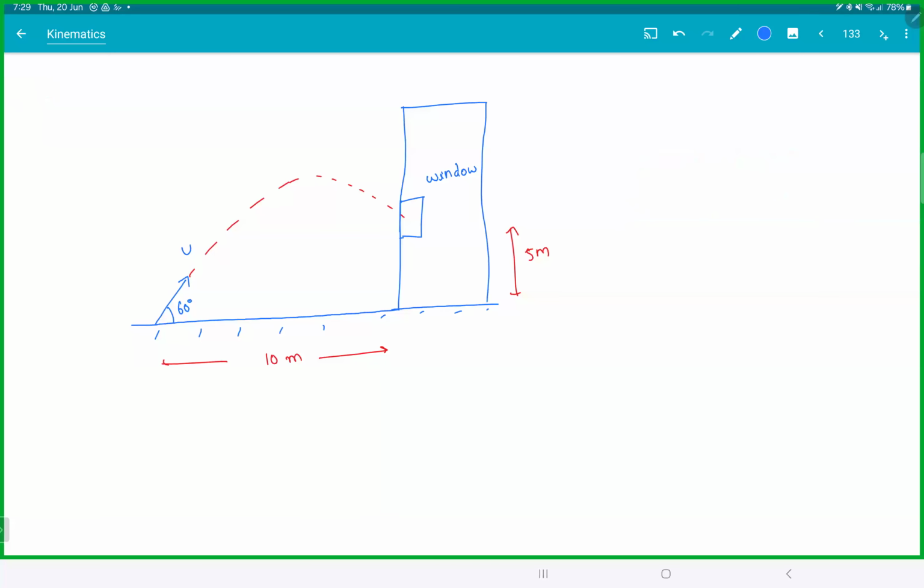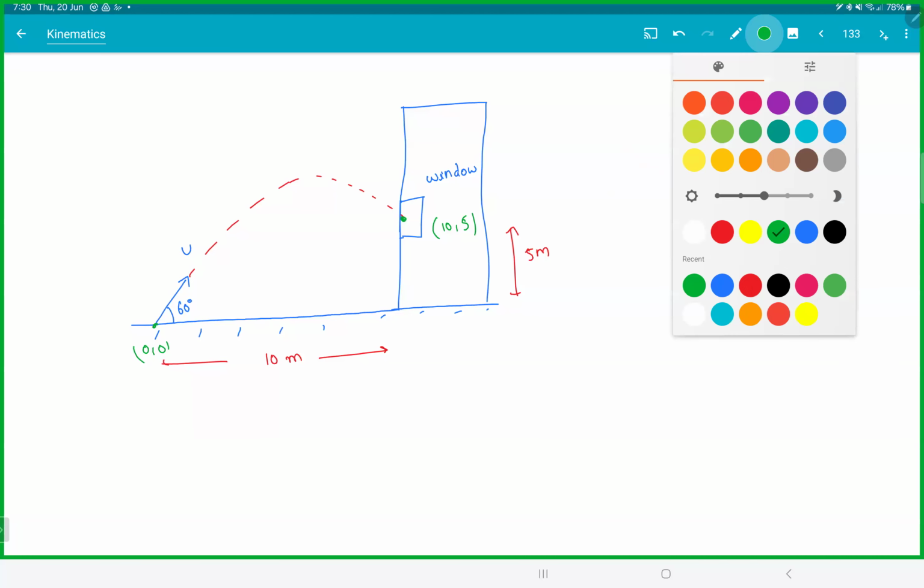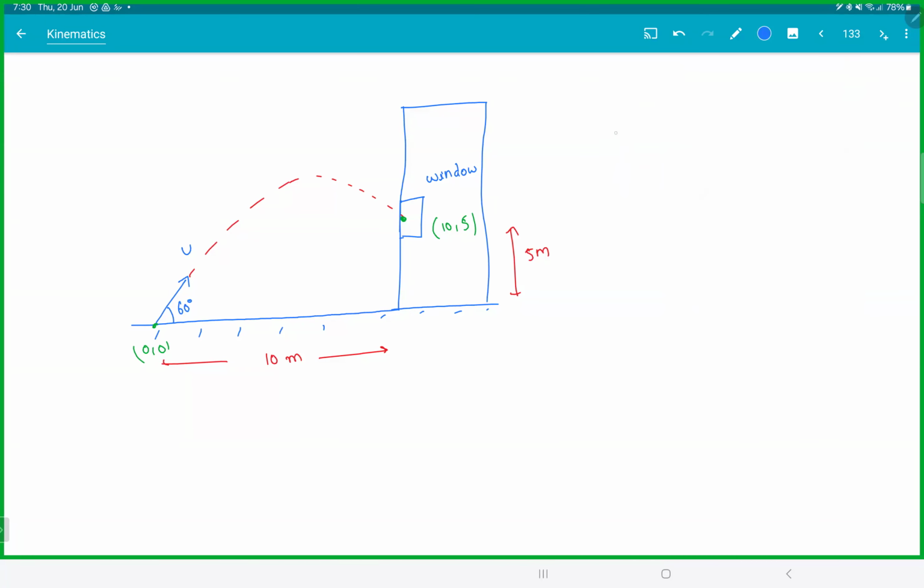See, your initial point of projection is 0, 0. The window coordinates are 10, 5. Now look at this. I know x coordinate, I know y coordinate, I know theta. I want to find u. Is there any equation which has all these 4 variables? That's why you always think, what data do I have and where does it fit? Which equation fits all the data?